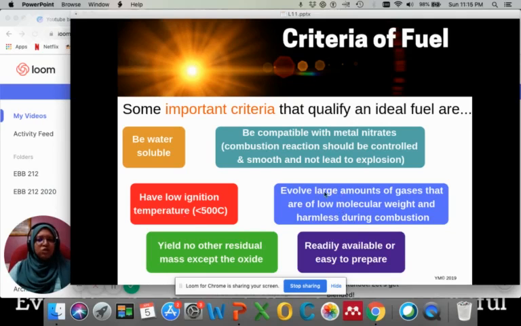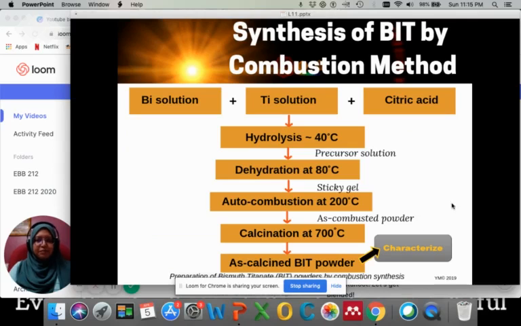The fuel should also involve a large amount of gases that are of low molecular weight and harmless during combustion. The yield of this fuel should be only oxide. And finally, the fuel should be readily available or easy to prepare.